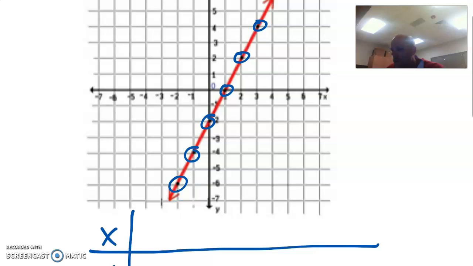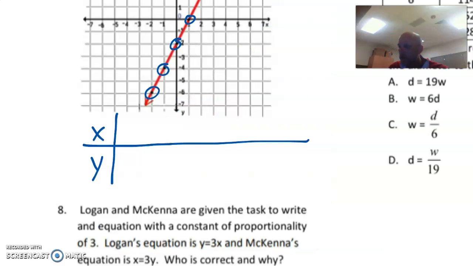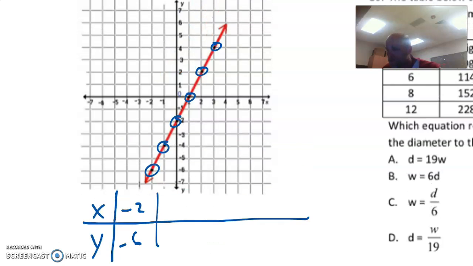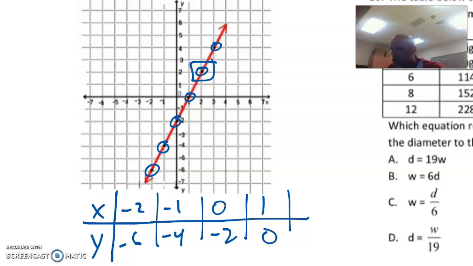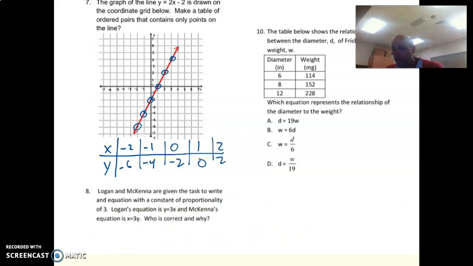Okay, so we go negative 2, negative 6. Now let's do this one. I'll go negative 1, negative 4. Let's do this one right here. 0 and negative 2. Now let's do this one. That is 1, 0. Now let's just do one more. That is 2, 2. There you go.